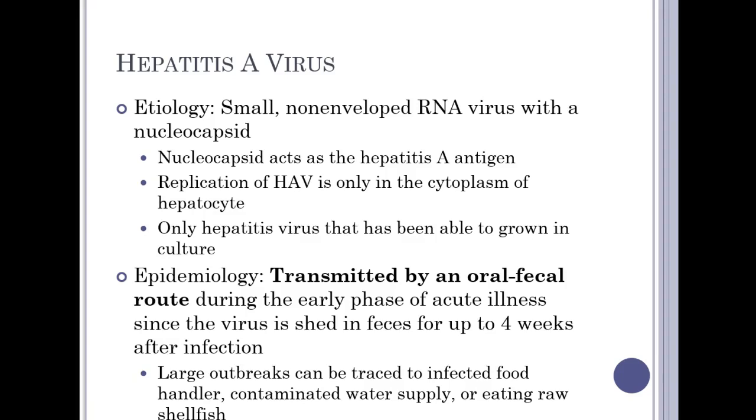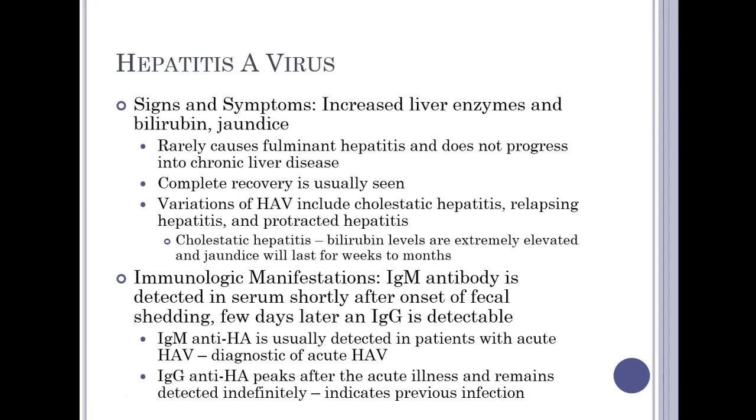And usually this occurs in the early phase of the acute illness, since the virus is shed in the feces for up to 4 weeks after infection. So if you have hepatitis A, you can pass it on to other people for 4 weeks. You might be pretty early on, not know you have it, and be passing it on to other people. Usually there's infected food, contaminated water, or eating raw shellfish is where we would find this.